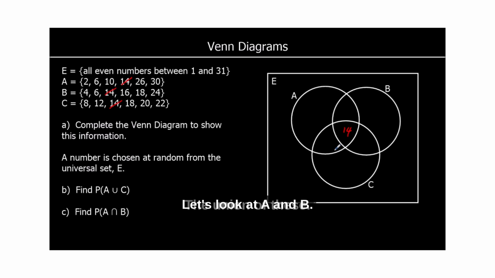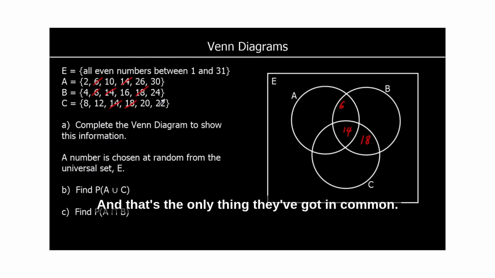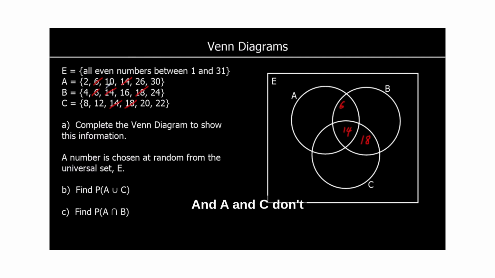Let's look at A and B. So they've both got a 6, and that's the only thing that A and B have got in common. Let's look at B and C. So they've both got 18. So between B and C, we want 18. And that's the only thing they've got in common. And A and C don't have anything in common. So they're all the intersections.